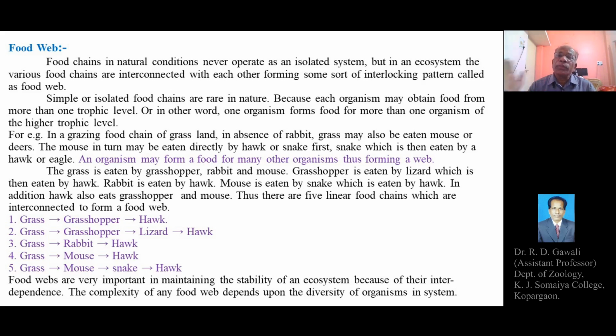One organism of a particular species can eat or consume several species of organisms belonging to different trophic levels. For example, in a grazing food chain of the grassland, we know the rabbit is a herbivore feeding on grass. But if there are no rabbits, the grass may be eaten by mouse or by deer. Means the grass can be eaten by three different groups of organisms, that is a rabbit, mouse or deer, and all these are herbivores, or primary consumers, which are feeding on the grass.